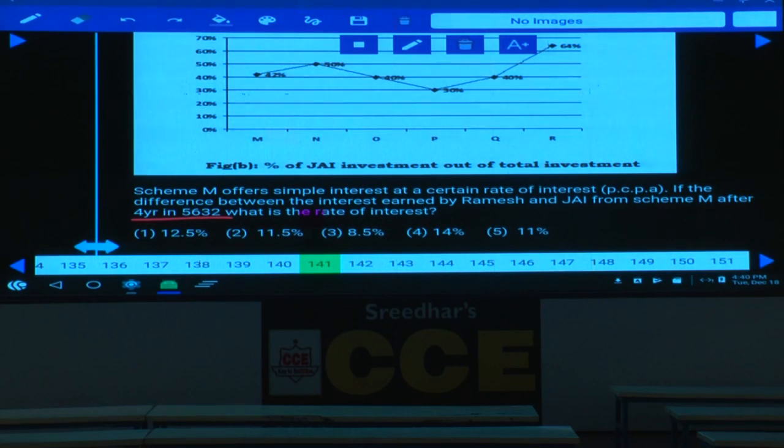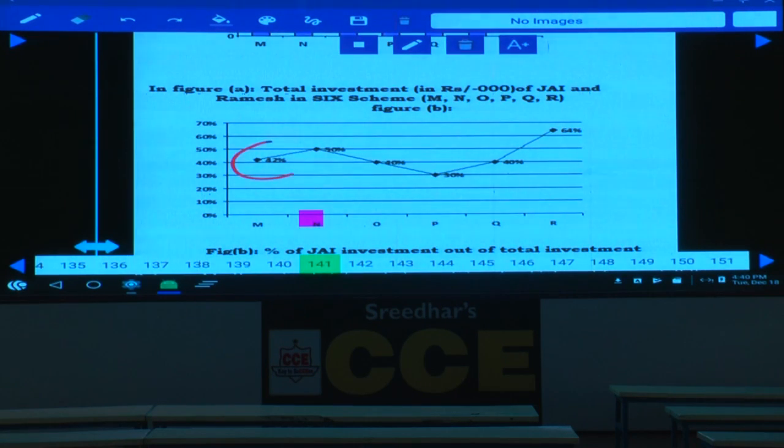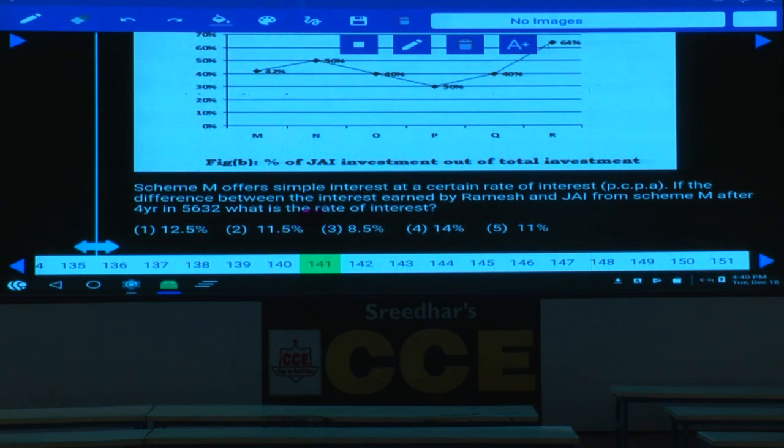Now, I don't want to calculate the exact number here. Total investment in scheme M is how much? 80,000. Out of 80,000, 42% goes to Jay, remaining 58% goes to Ramesh. Now, on 42% we need to calculate some X%, and on 58% also we need to calculate the same X%. Interest for 4 years is 5,632. Observe that number, that is a multiple of 11.